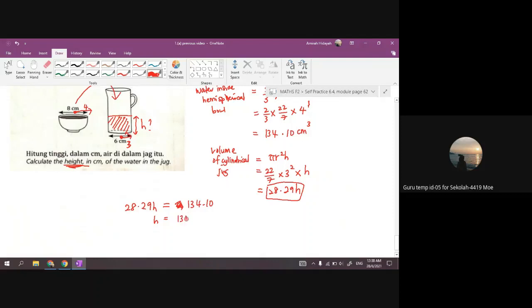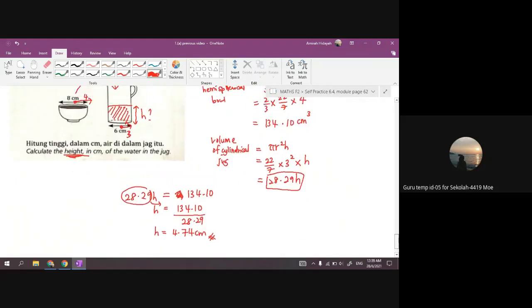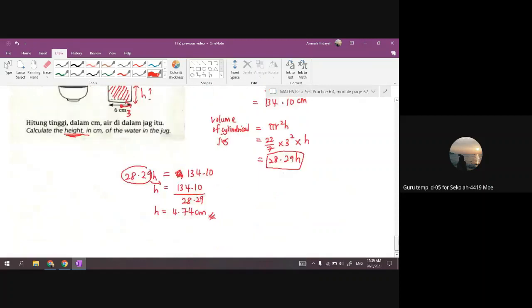Find H, then 134.10 divided by 28.29. So H is 4.74 centimeter. So that's the answer for the height of the water in the jug.